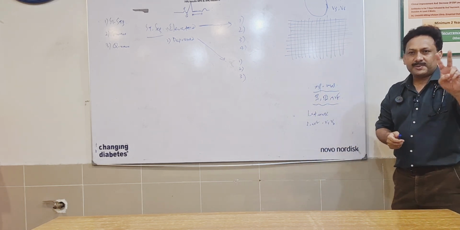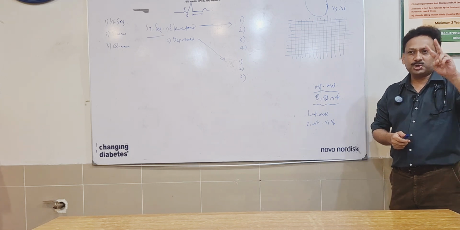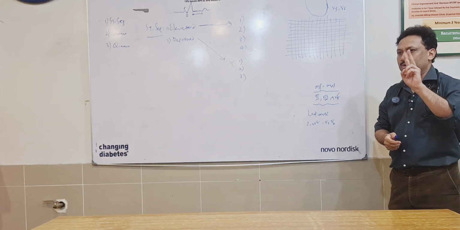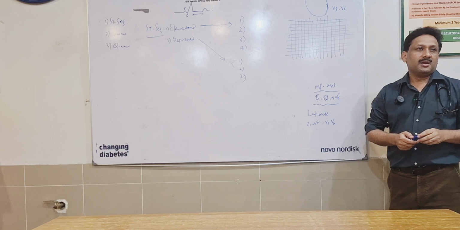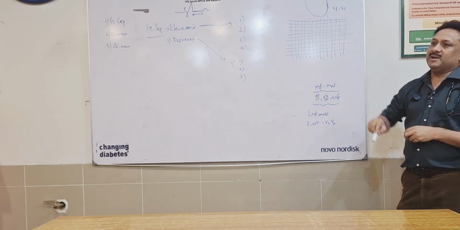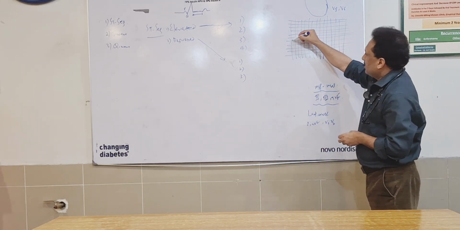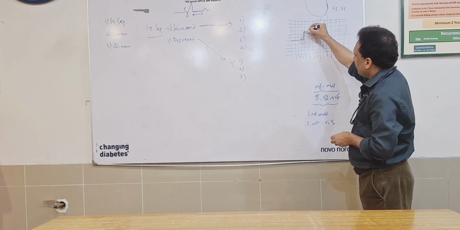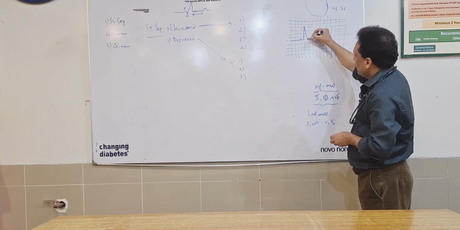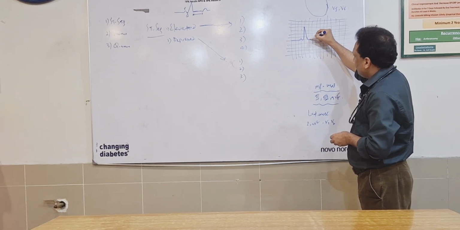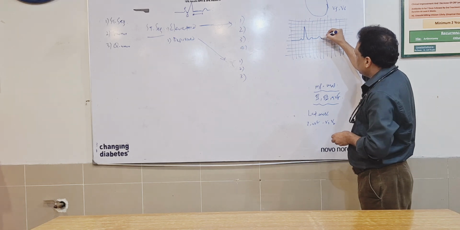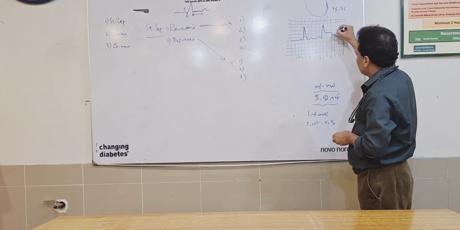So what are the two principles? One, there should be elevation in 2 adjacent leads. And second, when you talk about limb leads, now this would be the situation. That's an ECG, right? This is a normal waveform. And then you see elevation. This is elevation.